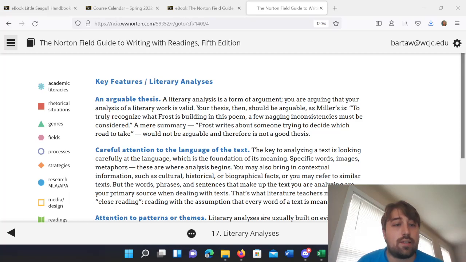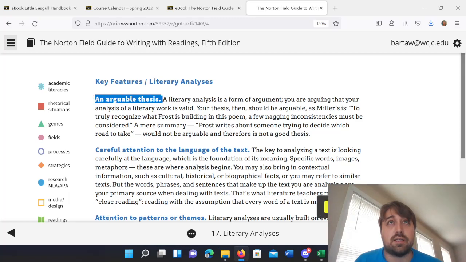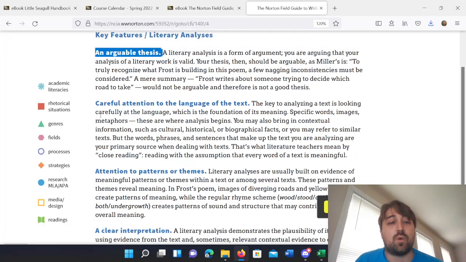All right, so what does a literary analysis consist of? So, we always want, as with most of our essays, an arguable thesis, right? We always want to have a clear idea that we're arguing for or against when we write the paper.